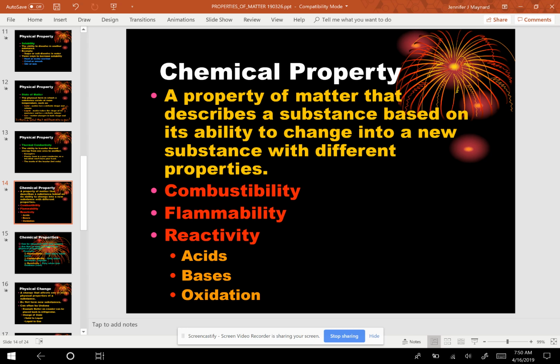So one is combustibility. Okay, if you don't know the definition of that, please take a moment and look that up and define it. Flammability. We talked about that one. Reactivity is a chemical property. The fact that baking soda and vinegar can react to do what it does, the bubbles that it famously makes when we add baking soda and vinegar together, or Mentos and Diet Coke. And no, we cannot do Mentos and Diet Coke in class.